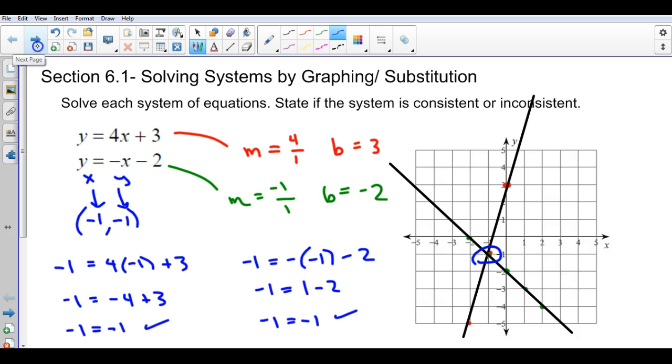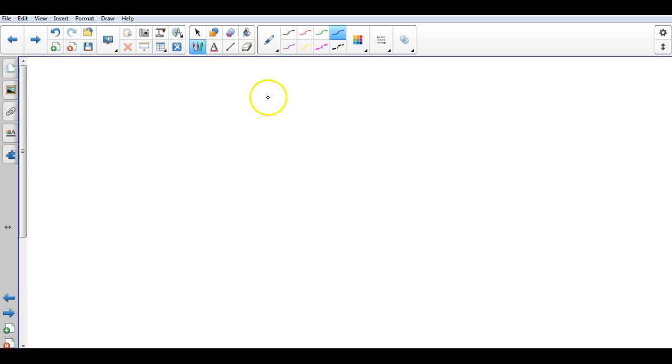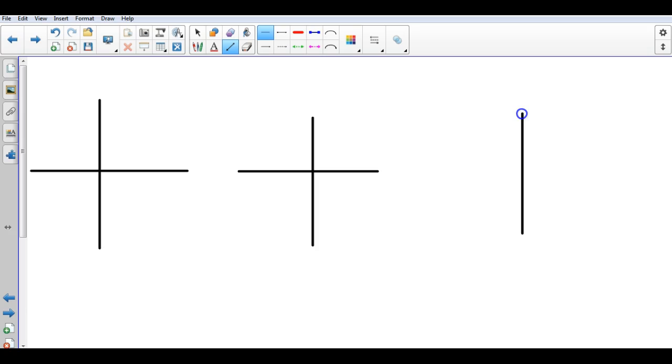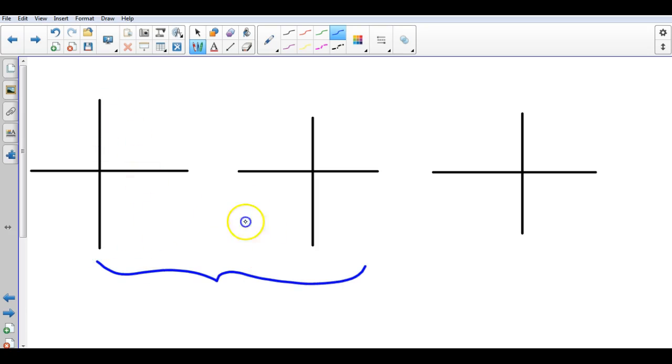And that's what's going to be called a consistent system. So let me go into that on the next slide. I'll show you the three types of systems that we're going to be dealing with, and we'll start by doing the graphing, and then we'll roll into substitution, and then eventually we'll learn another one called linear combinations, which is also just called elimination.